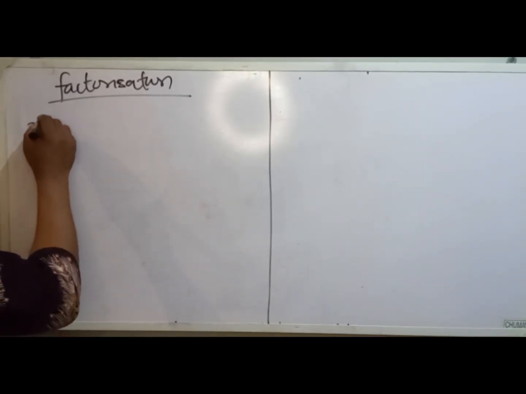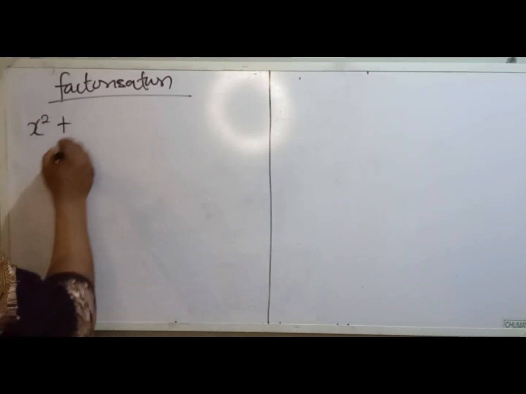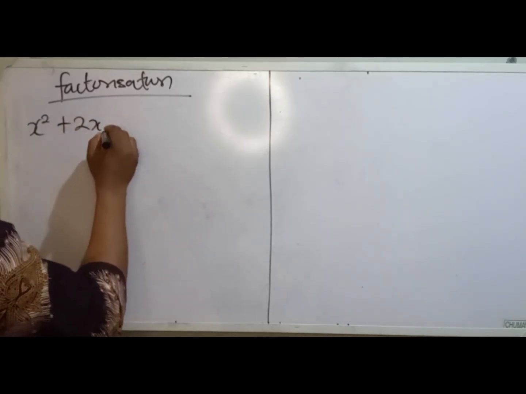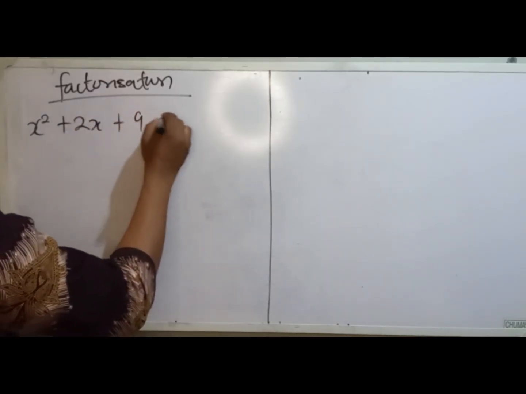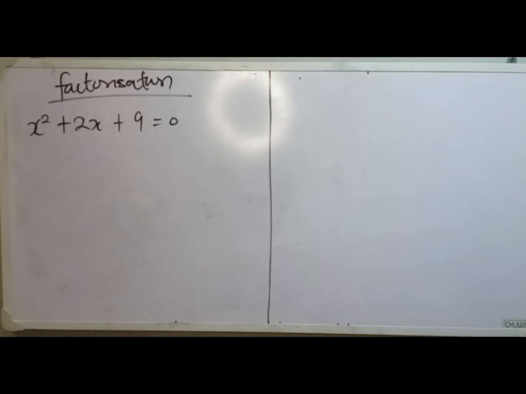x squared plus 2x plus 9 equals 0. Now, the question now is this.